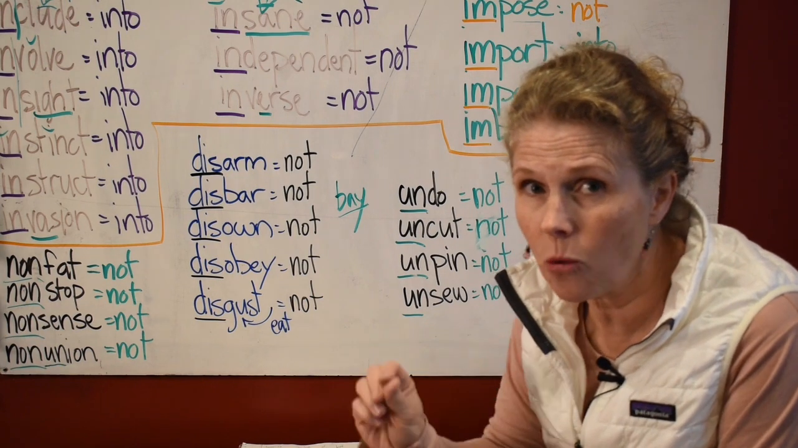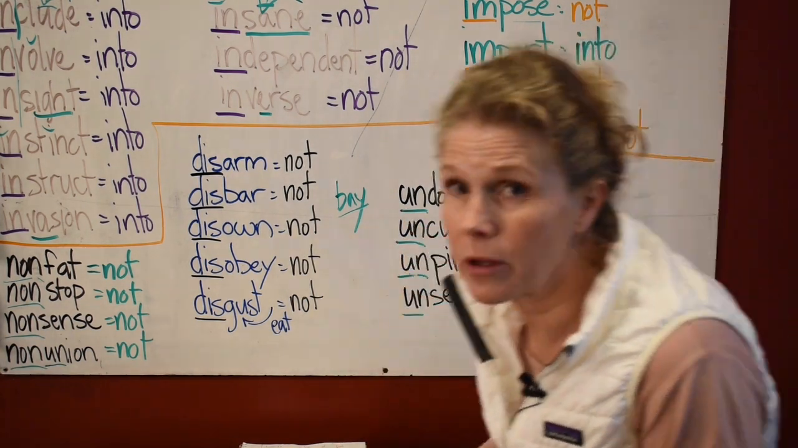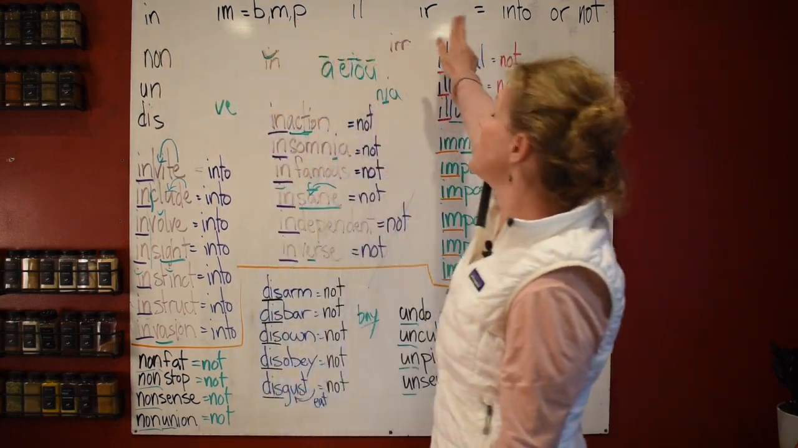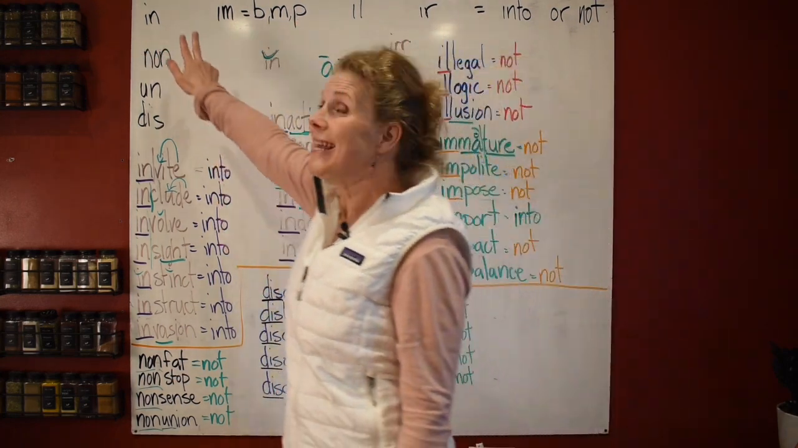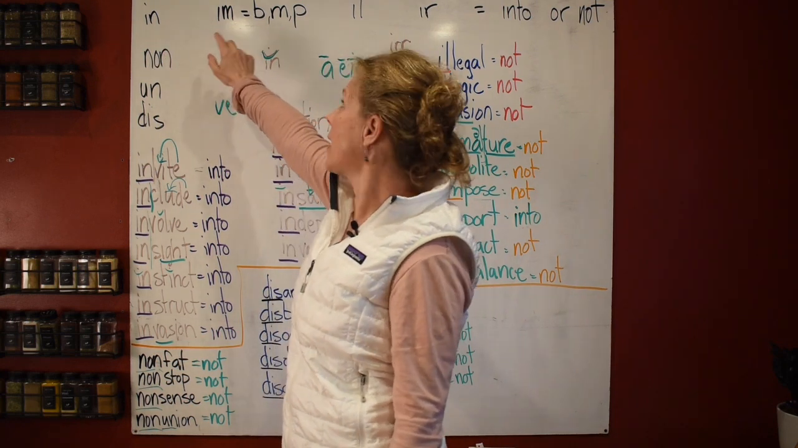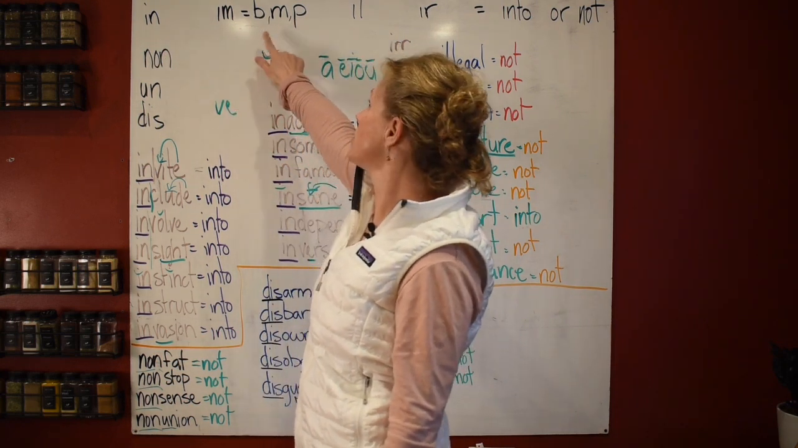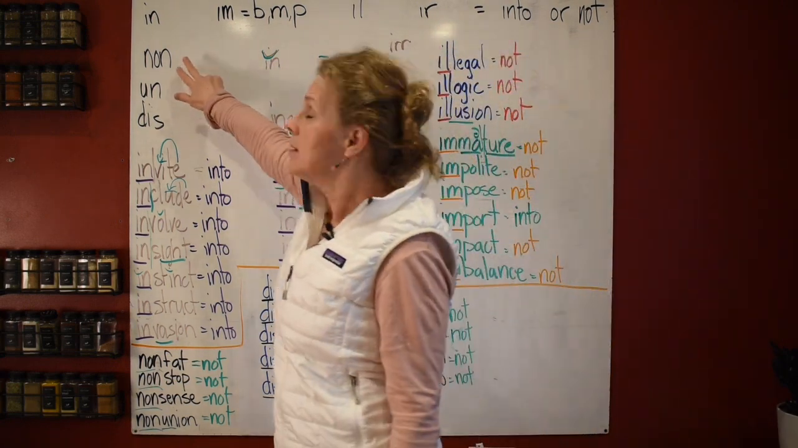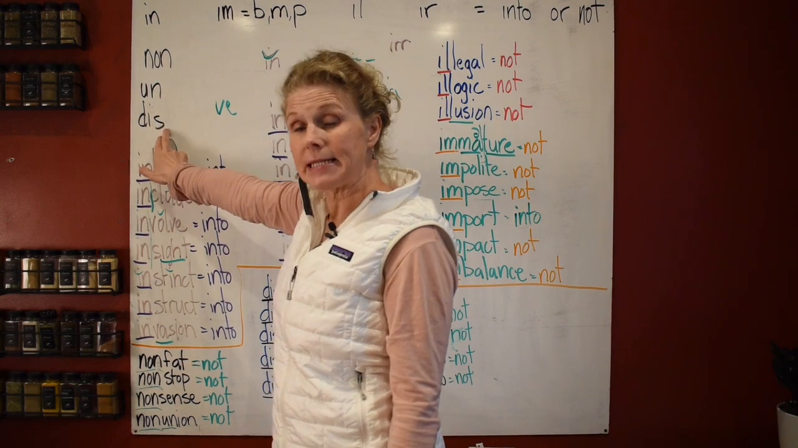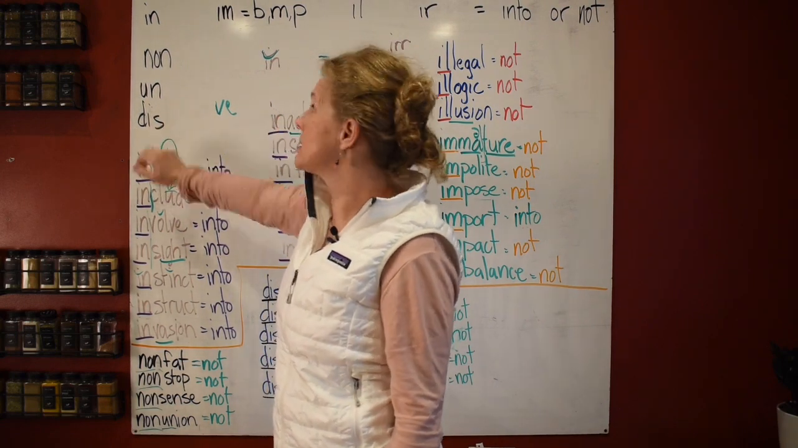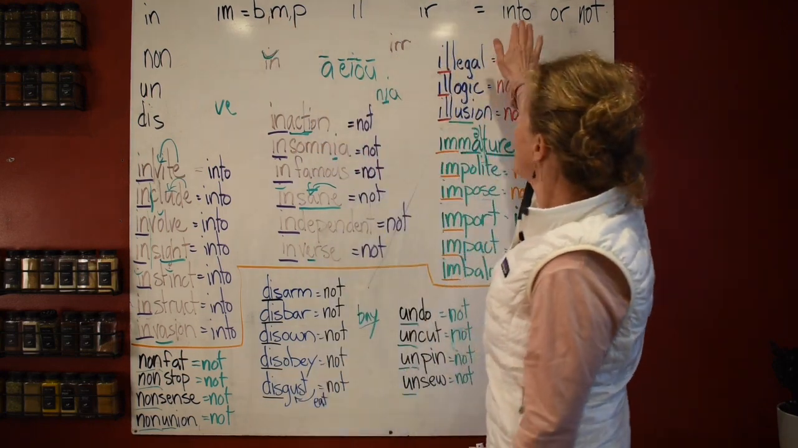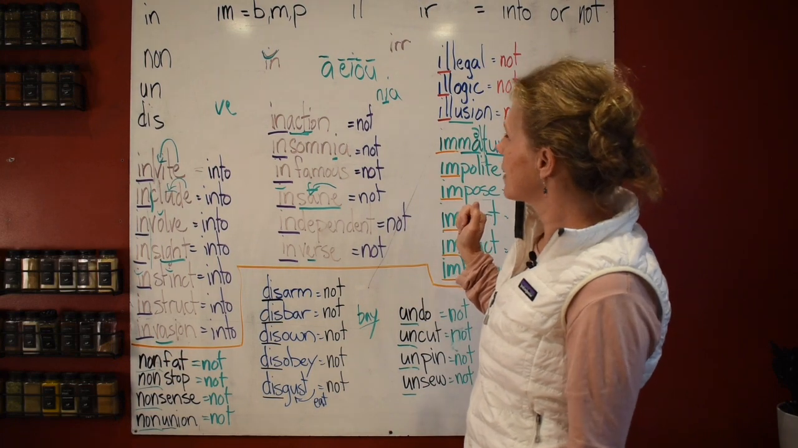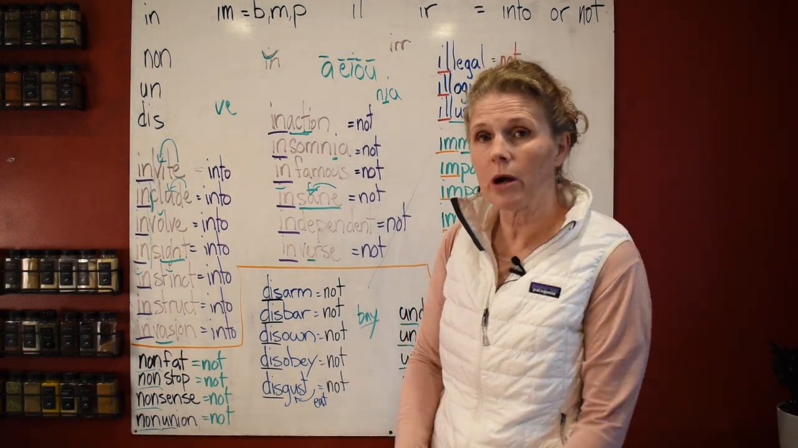Memorize every single one of these prefixes. Let's go through them again. Oftentimes you're going to see these prefixes up here on Latin roots. In, im, that goes on B's, M's, and P's. They're Latin roots. Il and ear. Non, un, and dis. This is a Latin prefix that means not. All of these mean not, and these right here can mean into also. Just depends on the word that you are using.